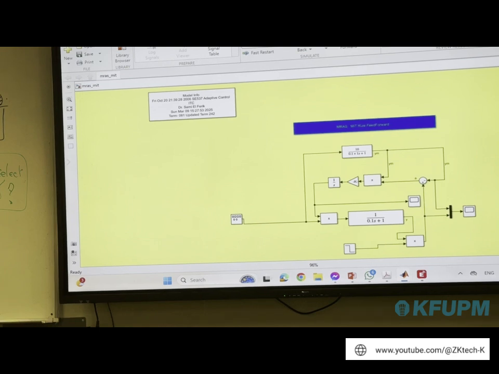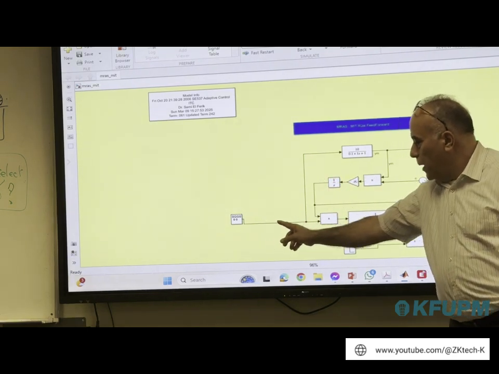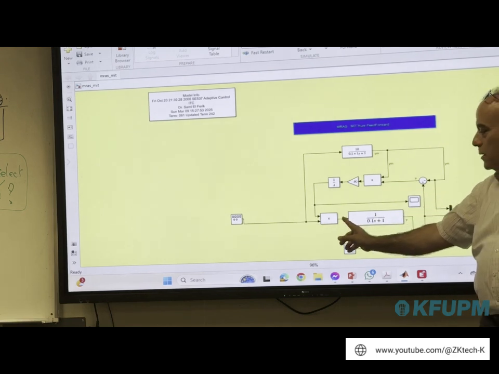And this will give me the derivative of theta with respect to t. But the controller, u, is equal to theta times uc, not the derivative. So I need to integrate. I integrate this derivative. This will give me theta. And then multiply it by uc. This will be my controller. This is my control signal.